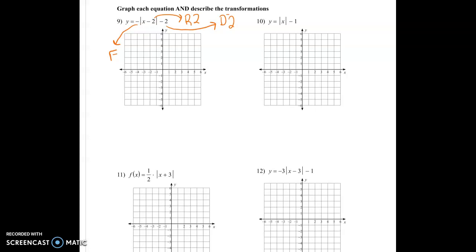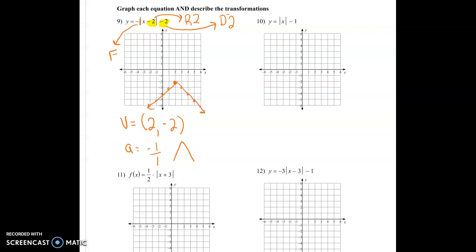So from there, I need my vertex. My vertex comes from my h and my k. And so my vertex, I'll take the opposite of h, which is 2, and my k, which is negative 2. I'm going to graph those real quick. And then I need my slope. My slope is an invisible 1 hanging out in front. And remember, it flips. So this is my rise over run. So from my vertex, I'm going to go down one and over one to the right, and also to the left, and then that one's graphed.